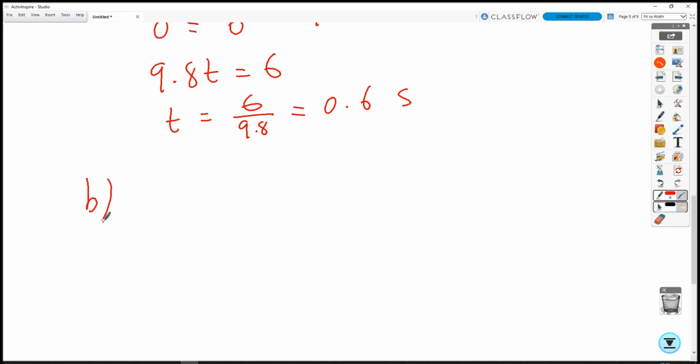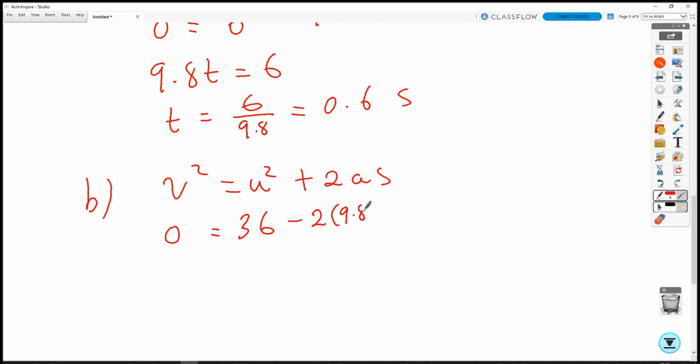So for that, we can do V squared equals to U squared plus 2AS. V squared is just 0 squared, which is 0. U squared is 6 squared, so that's 36. Plus 2 times A times S. Now A, again, was negative. So minus 2 times 9.8 times S.